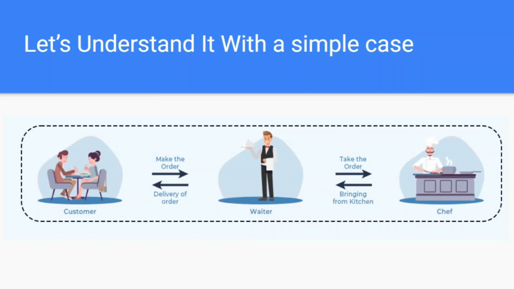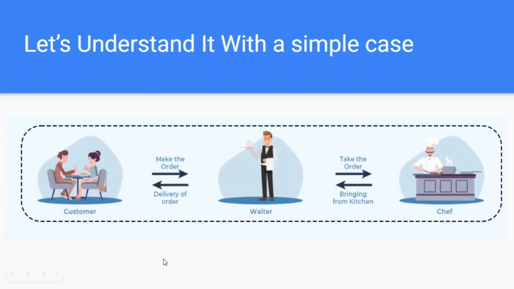So let's understand it with a simple, real world scenario. Imagine that you are in a restaurant. First, you look at the menu card to decide what you want to eat. Then you call the waiter to place your order. The waiter takes your order to the kitchen where the chef prepares the food. Once the food is ready, the waiter brings it back to you. So this is a straightforward process we are all familiar with.